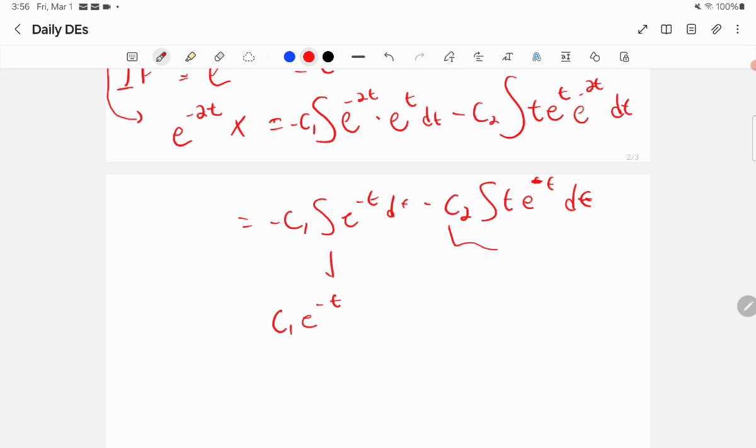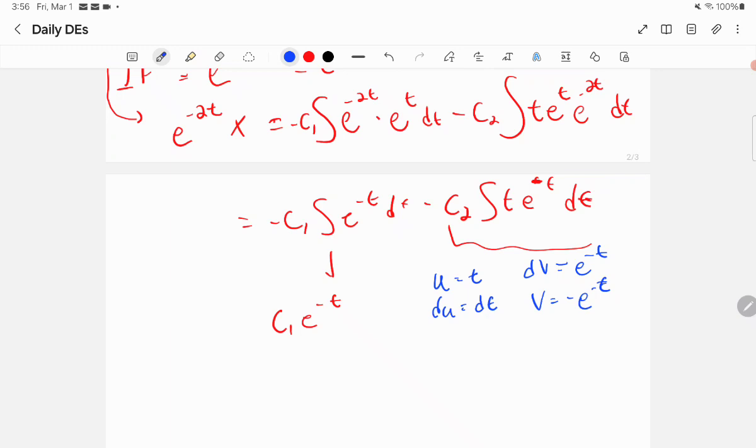But this integral is not as easy, but I can just use my handy-dandy integration by parts method. So I'm going to let u equal to t, which means du is equal to dt. And dv then is going to be e to the minus t, and v is going to be minus e to the minus t.